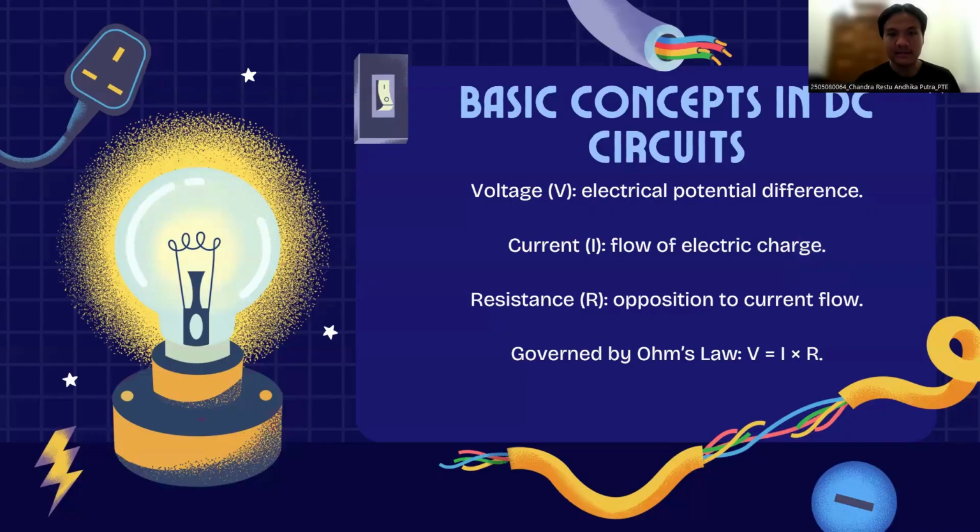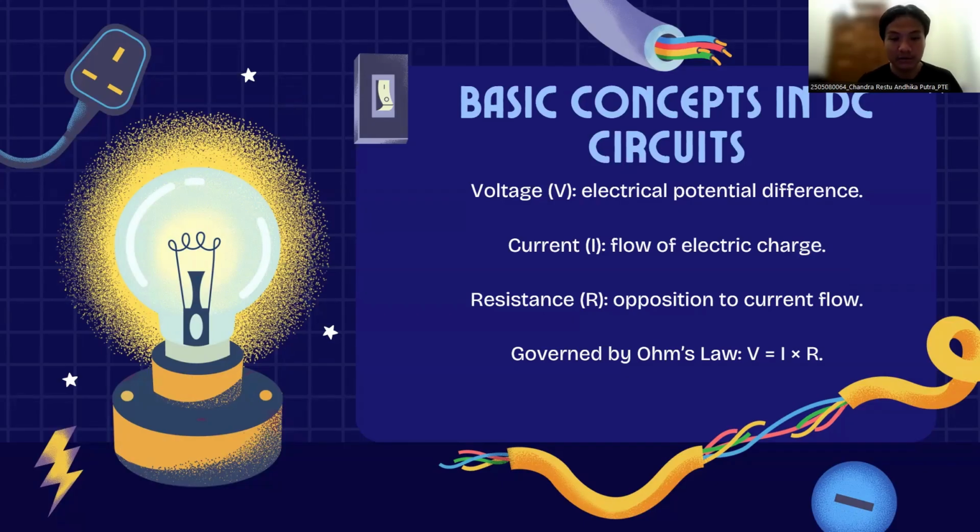Okay. Next is basic concepts in DC circuits. To understand DC circuits, we must first understand three fundamental electrical quantities. Number one is voltage. Voltage represents the electrical potential difference between 2 points. It can be thought of as the pressure that pushes electric charge through a circuit.